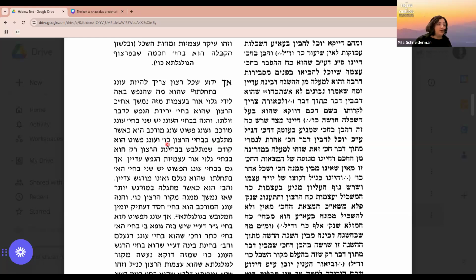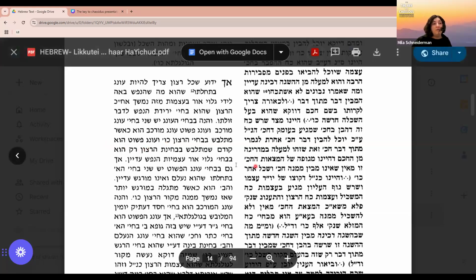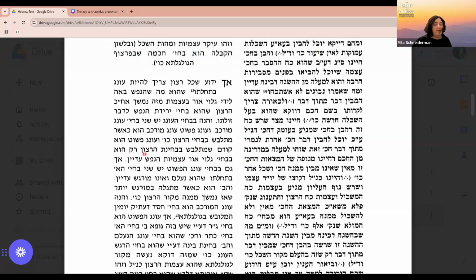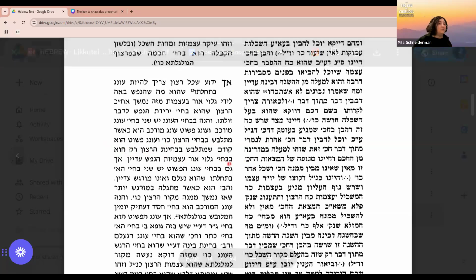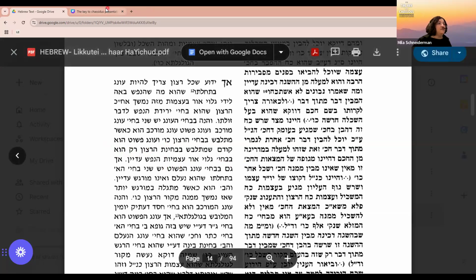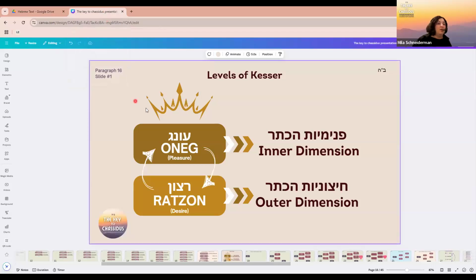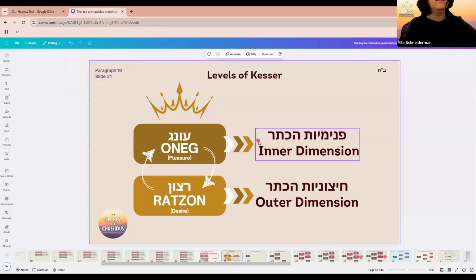The Oneg Pashut, the simple Oneg, is kodem shemitlabash b'bchinas haratzon. It's before it's being enclosed in the Ratzon. Rakhu b'bchinas gilui atzmiut hanefesh adai. But it's only the revelation of the essence of the soul yet. Okay? Now, let's see in our diagram, what are we talking about? This is a very, very interesting level.